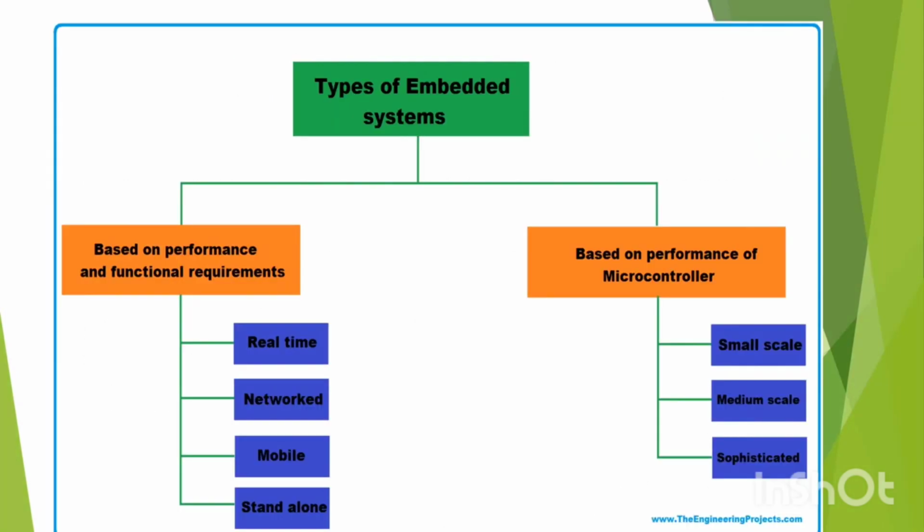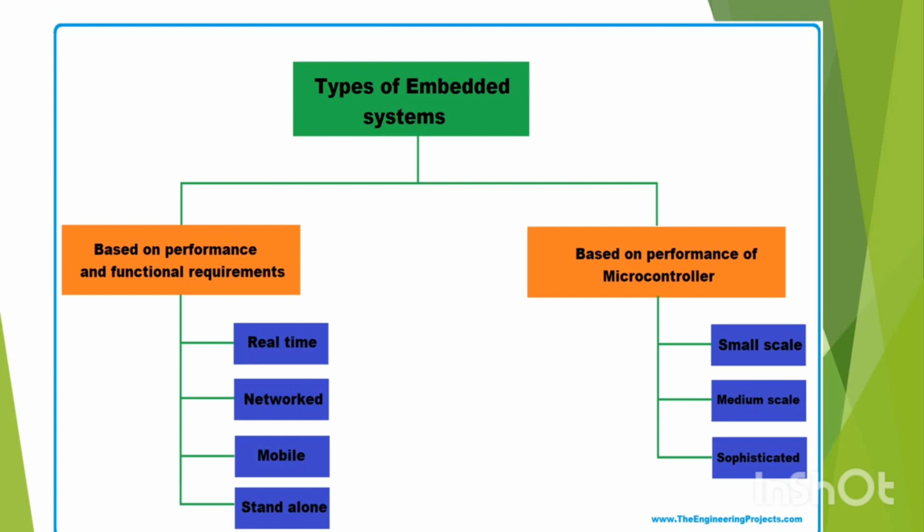Let's see the types of embedded systems. Embedded systems are basically classified into two types. One is based on performance and functional requirements, and the other is based on performance of the microcontroller. Let's see the type based on performance and functional requirements. It is subdivided into four types: real time, network, mobile, and standalone.